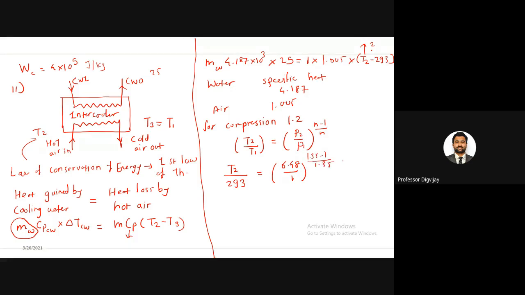Okay, so one very important thing here. When I was writing this equation, I knew that there are two unknowns. One is the mass flow rate of water and another is T2. But I didn't stop there. I didn't get confused, thinking what should I do now, I have two unknowns. There is always a way to calculate the variables. For T2, I have used this isentropic equation, that is T2 by T1 equal to P2 by P1 raised to n minus 1 upon n.